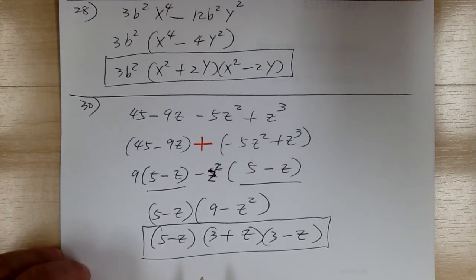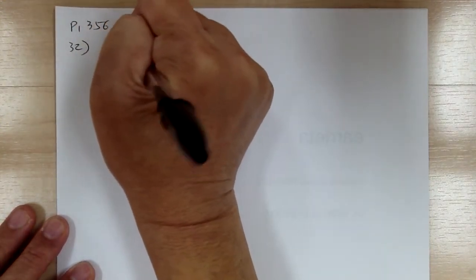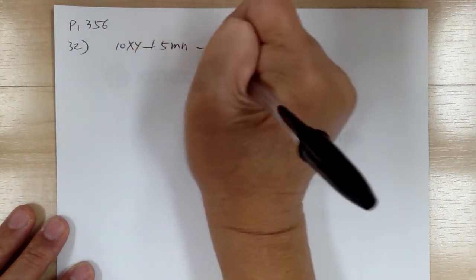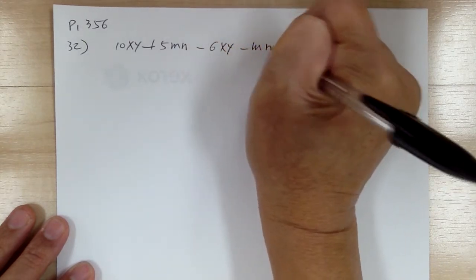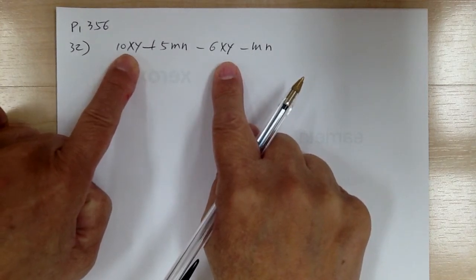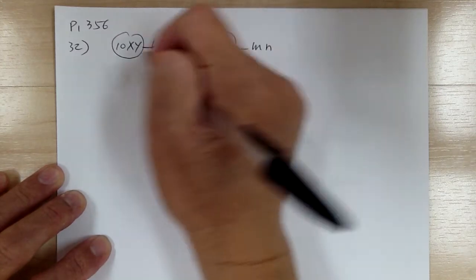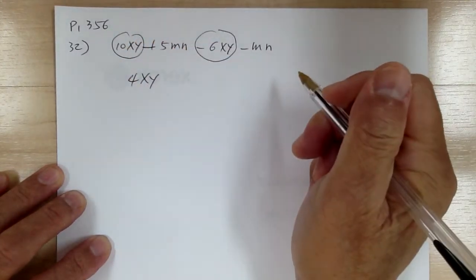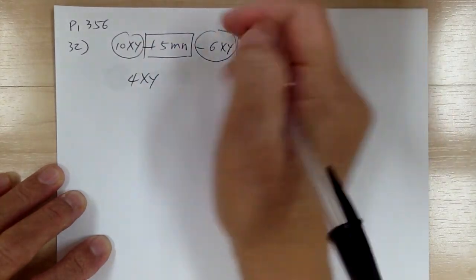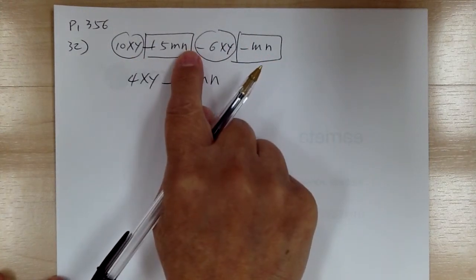Okay, let's go to number 32. You got 10xy plus 5mn minus 6xy minus mn. Now, at first it looks like it's a grouping problem, but it's not. Notice you got xy, so don't do things blindly. Don't jump into it right away. You got to look at the problem. Notice that these are like terms. So you got to combine them together so this will become 4xy. And here's your like term. So this and this will give you plus 4mn. So again, you have to simplify, combine the like terms first, then you can go and do the factoring.